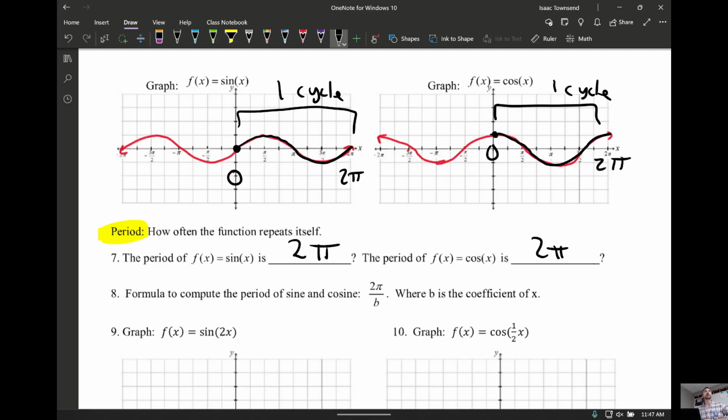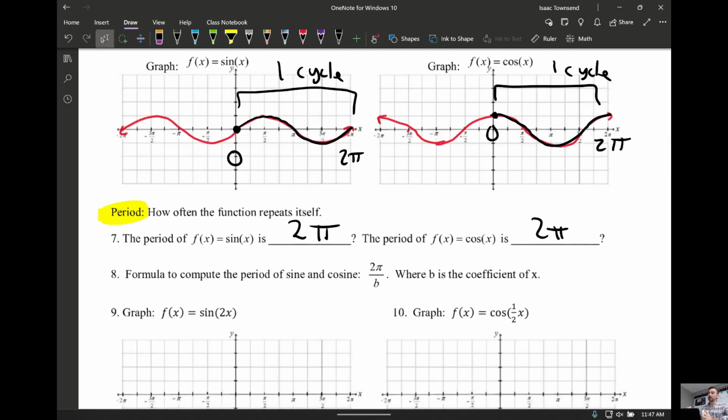But depending on what these represent, we may need them to repeat more often or less often. So how we are going to manipulate that is we are going to put a number next to x, a number being multiplied by x. The math term for that is coefficient. We're going to call that number b, and then there is a formula to compute period when you only have the function. That formula is this: 2 pi divided by b. So there's like 3 formulas in this section, all very basic ones, but you have to know them. To calculate period, 2 pi divided by b, where b is the coefficient of x.